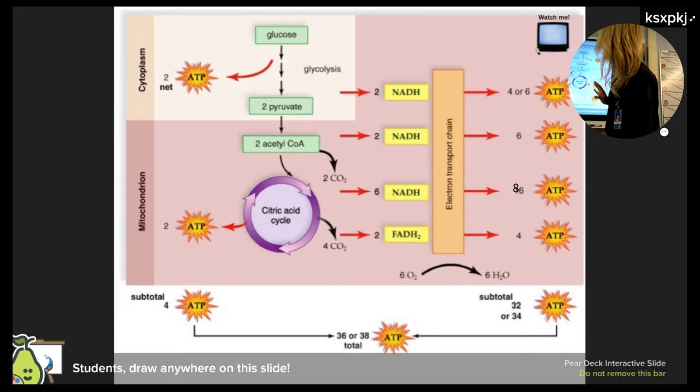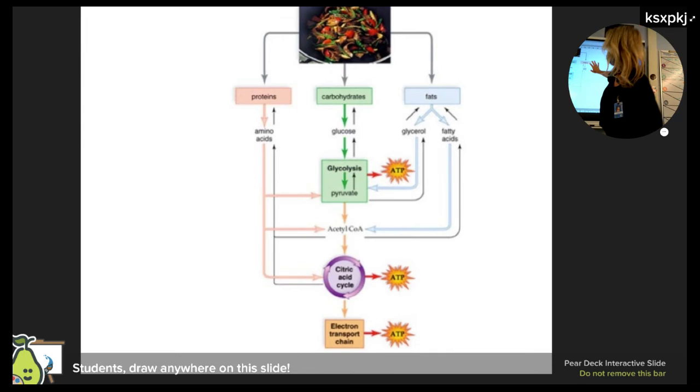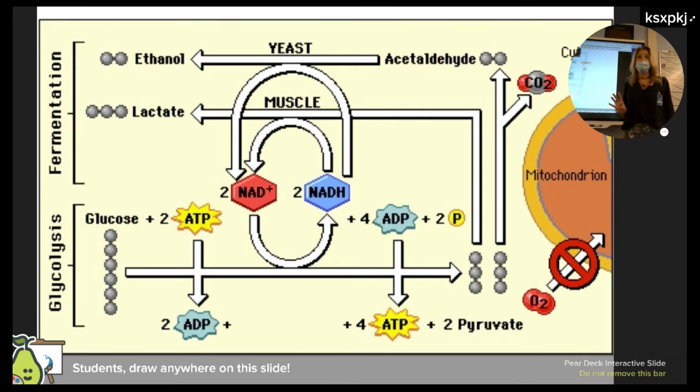All right, then here, this is just telling you proteins. You can digest proteins. You can pop them in at pyruvate. You can pop them in at acetyl-CoA or the citric acid cycle. So it's not just glucose and carbohydrates that do cellular respiration. Proteins can help you with that, and fats can help you as well. And then what happens, though, if I don't have any oxygen?